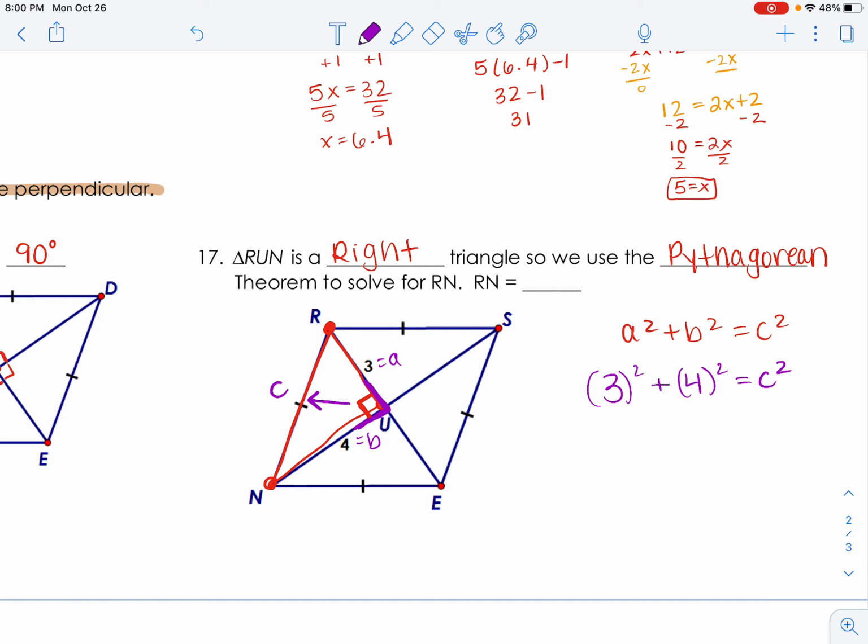And so now we're going to solve this starting by simplifying. So 3 squared we know is 9, right? 3 times 3 is 9. 4 squared, or 4 times 4, we get 16. And that's equal to c squared. Now we're going to combine those. 9 plus 16 is 25 equals c squared.